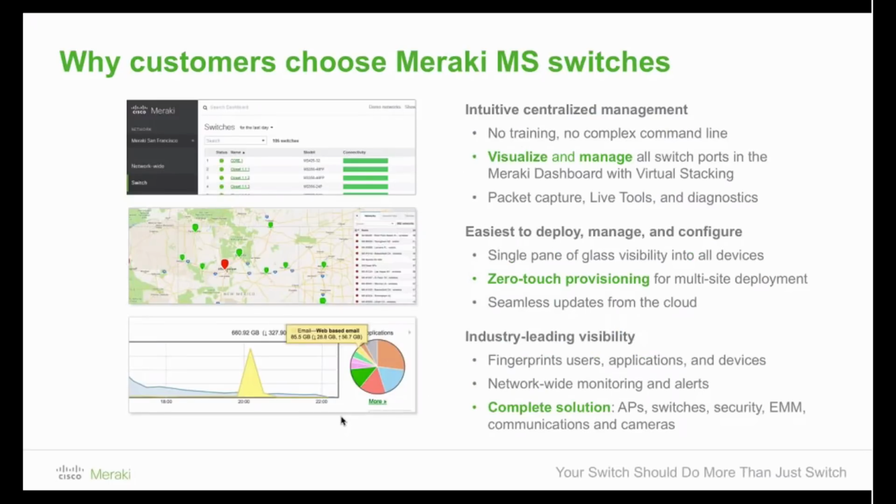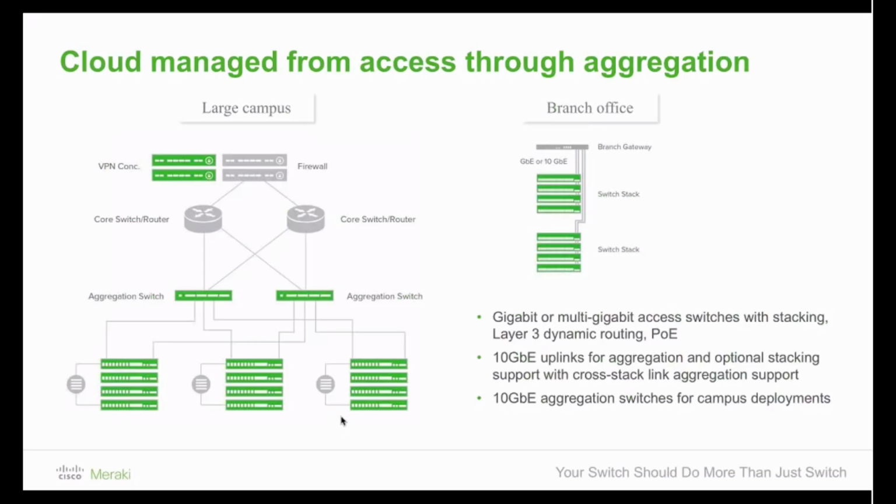We've talked a lot about this already, but a quick highlight. Why are we seeing so many customers moving towards cloud IT, especially our switches? First is that centralized management. So it's incredibly simple to visualize and manage your entire network. You have a lot of live tools like packet capture, diagnostics. We also have a single pane of glass visibility. So one dashboard, that's it. You understand that one dashboard, you can configure your entire network and monitor it. We also have the seamless updates and that industry-leading visibility into and the ability to see exactly what's going on in your entire network.